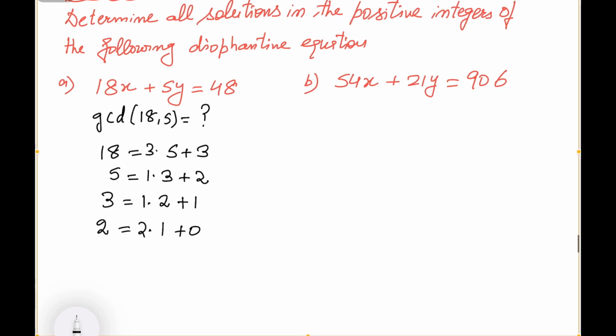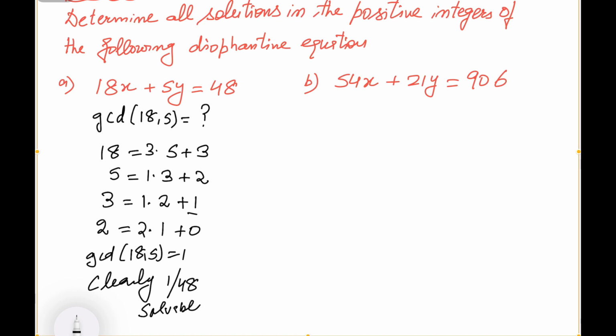So we know the last non-zero remainder is the required GCD. So here the GCD of 18 and 5 is 1, and clearly 1 divides 48. So the given Diophantine equation is solvable. Now to find a particular solution, we use back substitution.